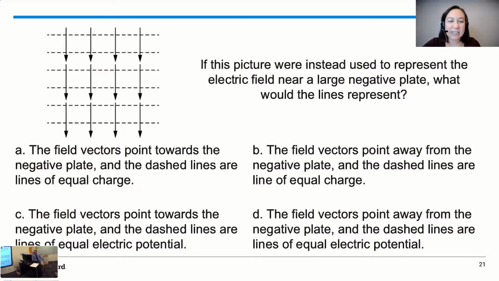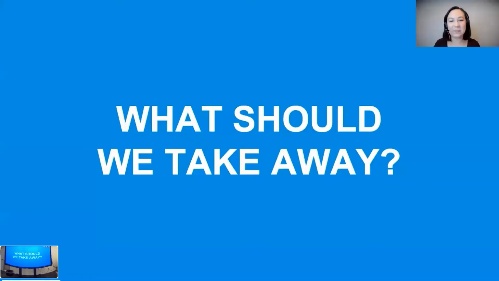Okay, here's what's super tricky. I think a lot of people would look at A and say, oh, lines of equal charge, that sounds right. But no, my friends, we're talking about lines of equal electric potential. An isoline is a line of equal electric potential. So I should be picking C. The field vectors point away from positive charges and therefore towards the negative charge. The field vectors are all pointing down towards the negative plate, and so my dashed horizontal lines are my lines of equal electric potential, not equal electric charge.